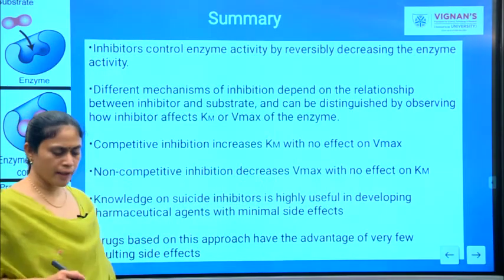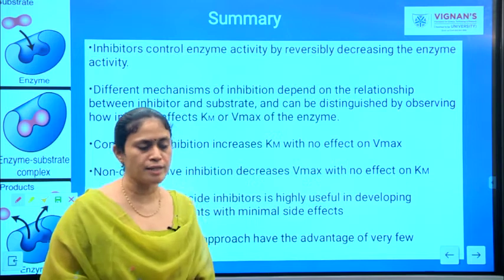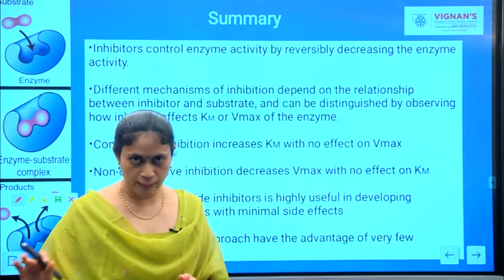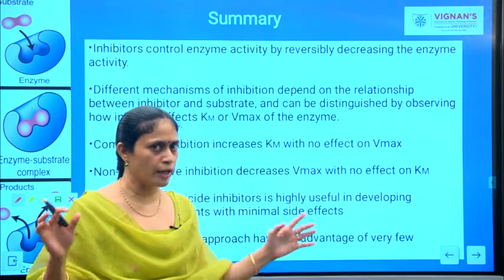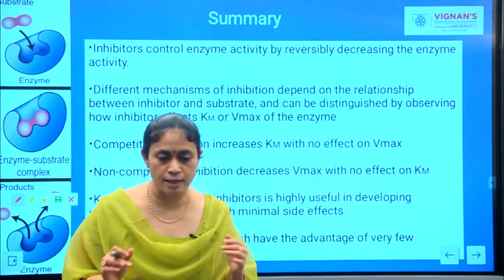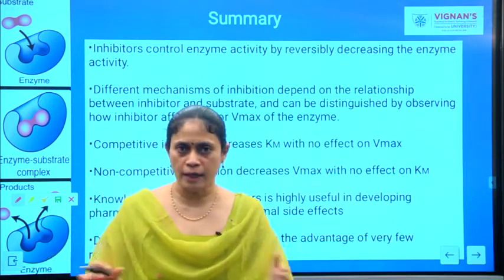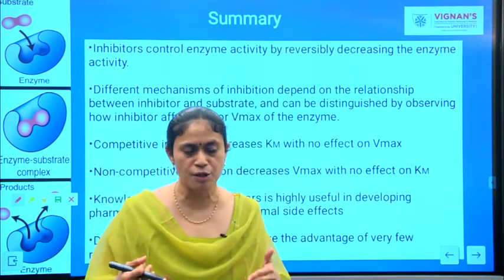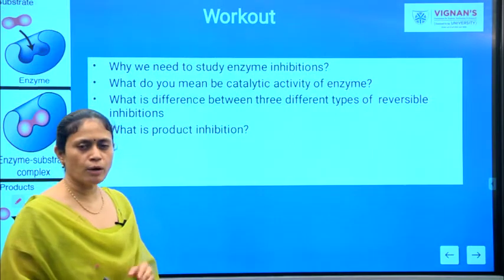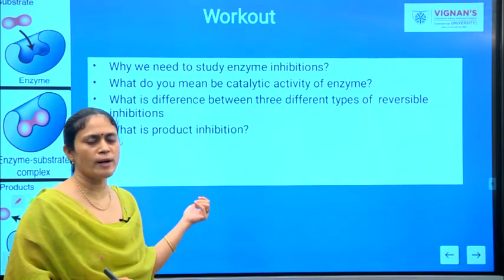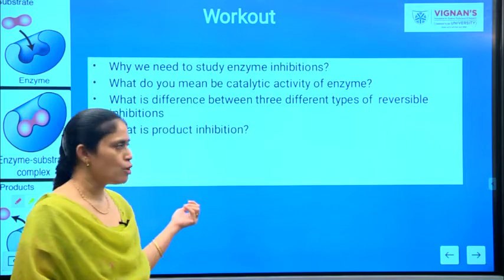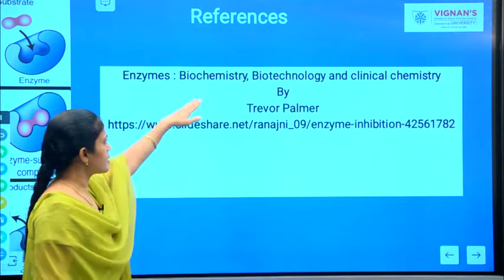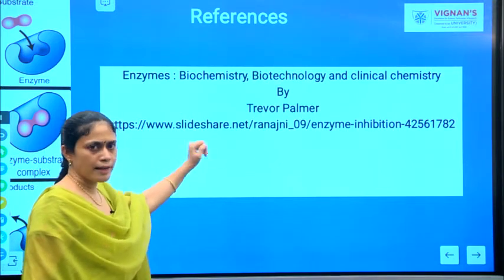So, coming to the summary, until now in this session we have discussed what enzyme inhibition is, what inhibitors are, and what the various types of inhibition processes are. In that we have discussed your irreversible inhibition. Under the irreversible inhibition process, we have studied your suicide inhibition process. I want you to work out these questions so that you can assess yourself on how much you have understood from today's class. Moreover, you can refer to these references. This is a textbook and this is a slide share.